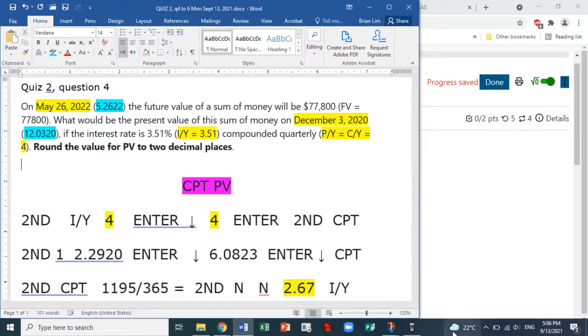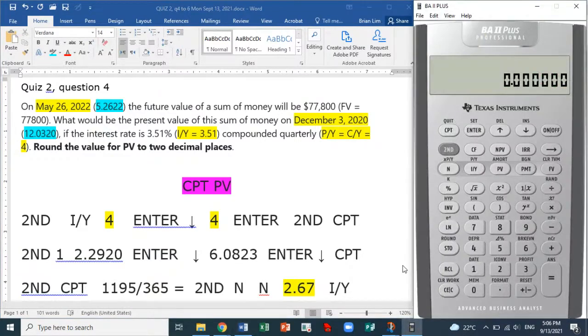All right, so if we go into the calculator, we will go second IY, just as it says here, and we put in 4 for PY. We go down, we put in 4 for CY, we enter it, second CPT. Now this second part is to get us to the date. When we click on second one, above one, you see date.